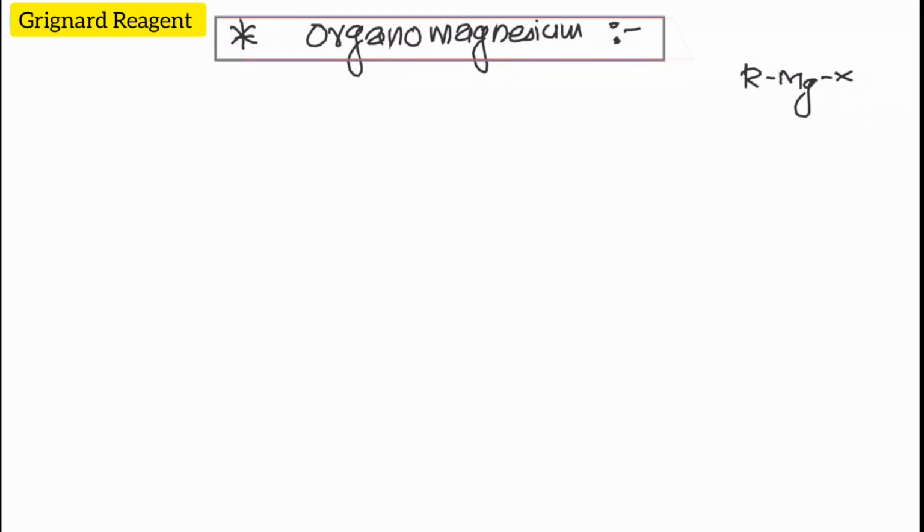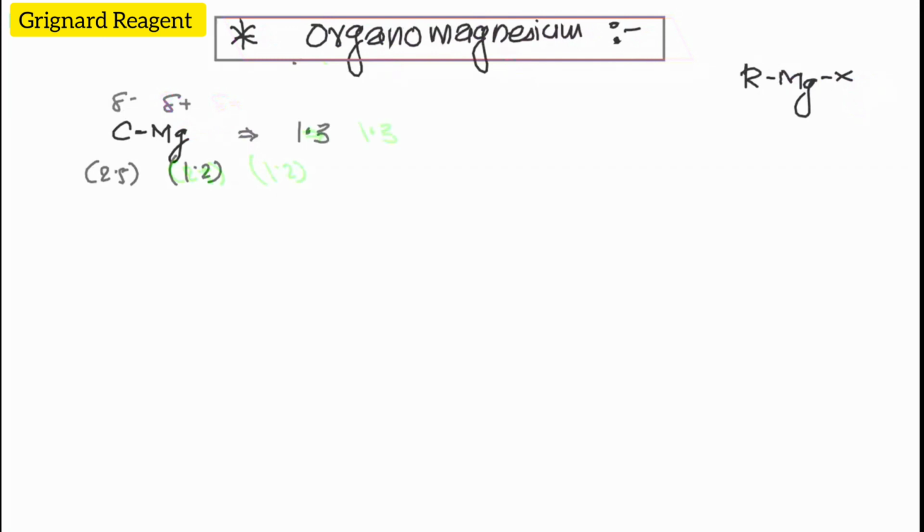Okay, so we can prepare it now. First of all, in organometallic compounds where magnesium is present, the carbon-magnesium bond is polar. How polar it is depends upon the electronegativity. Here carbon is negative and magnesium is positive. The electronegativity of carbon is 2.5 and magnesium is 1.2, so the difference between the two is 1.3.